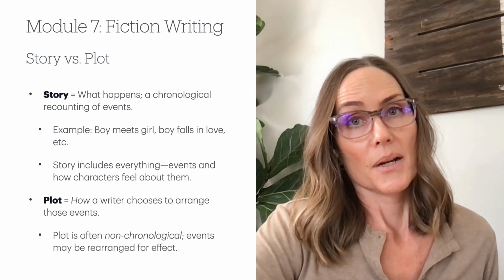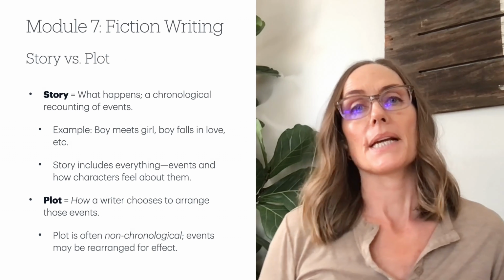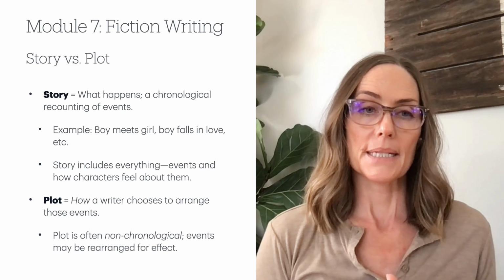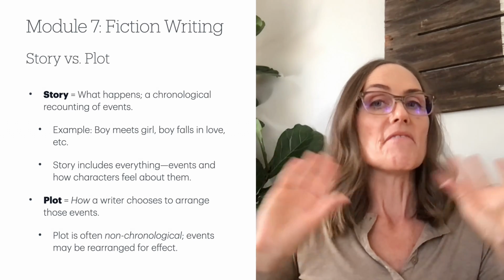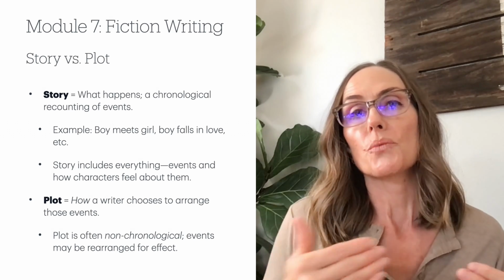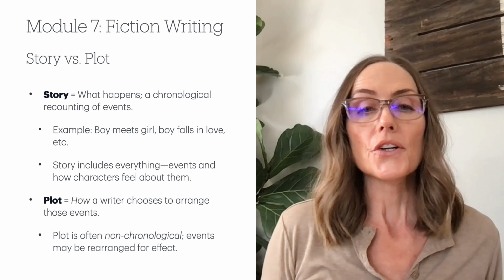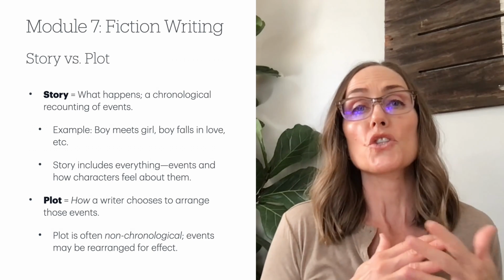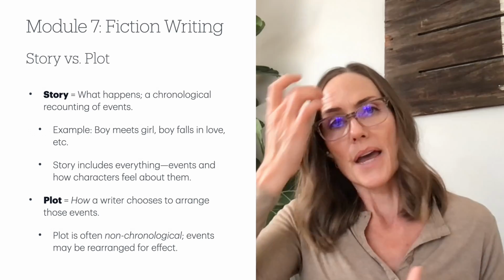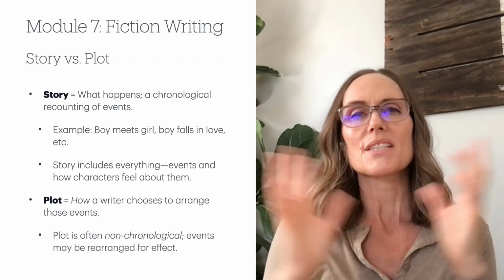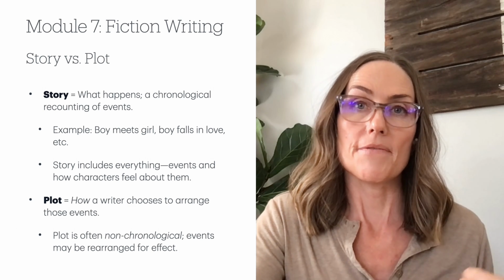So, the first thing we need to talk about when we're talking about structure and design in fiction is we have to talk about this idea of story versus the idea of plot. Story is what happens, just the events that happen. It's a chronological recounting of events. Very simply stated, it's boy meets girl, boy falls in love, etc. And then the story about that includes everything, the events, the characters, how they feel about it, everything that was happening in the periphery. It's just everything about that chronological event.